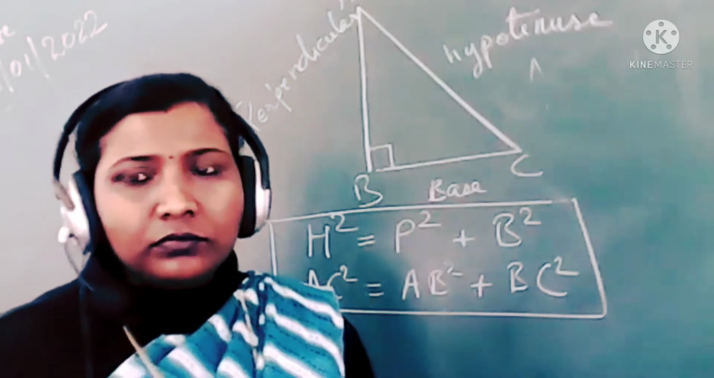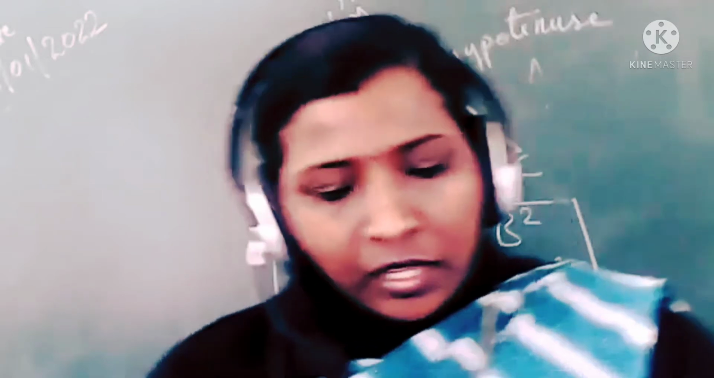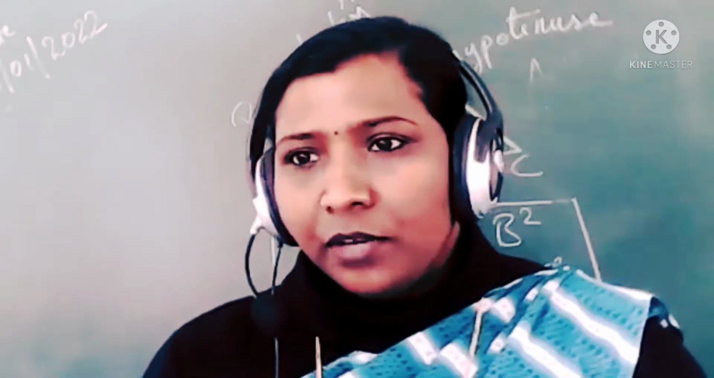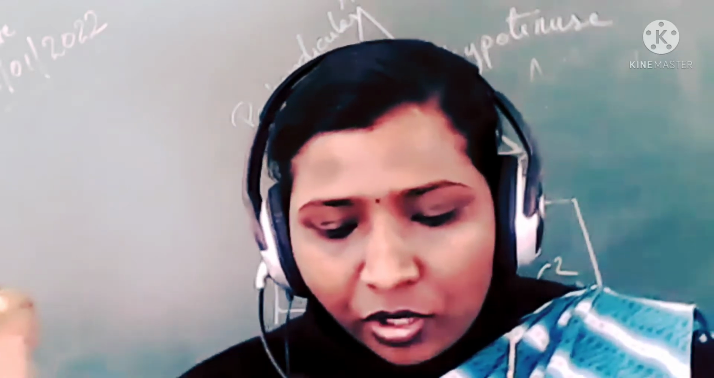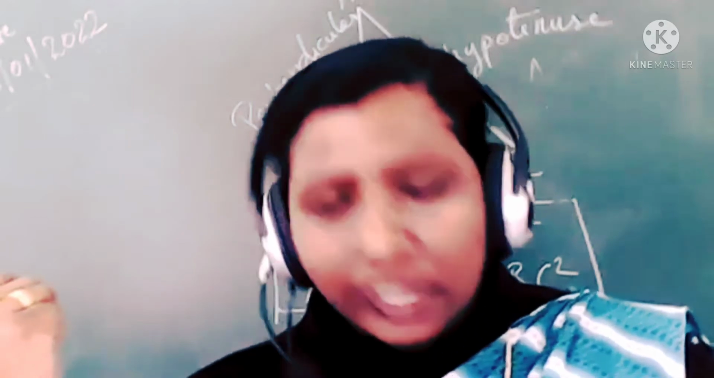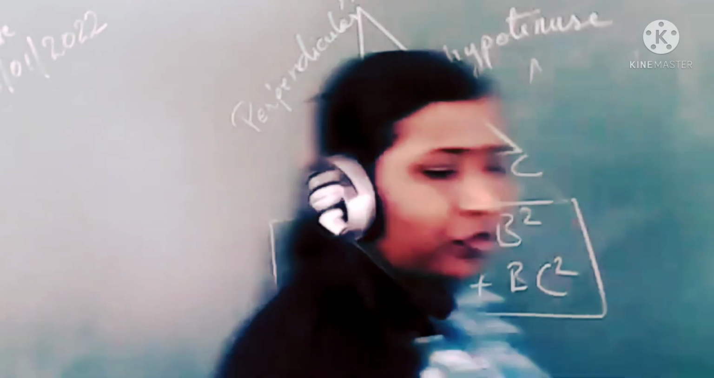So I will just move to the exercise now. The first question is about calculating the length of the unknown side in each of the following right angle triangles. We have to find out the value of the unknown side. We do not know which side it is, but the other sides are already given. So I will do it for that.